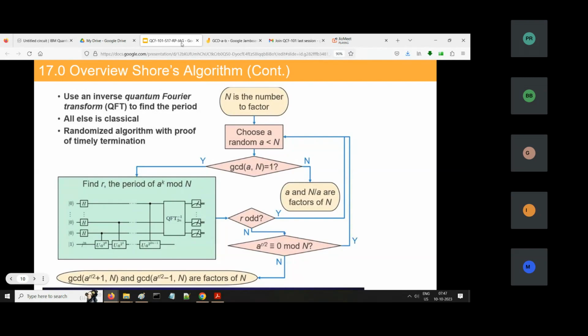Cutting it short, all we are doing is adopting a procedure which is the algorithm. The algorithm has a classical procedure as well as a quantum procedure. So Shor's algorithm of factorizing n into 2 primes uses the quantum Fourier transform or inverse quantum Fourier transform. Next slide.